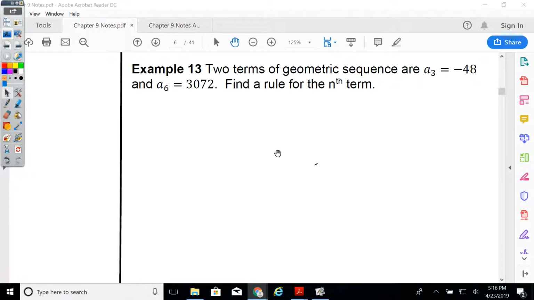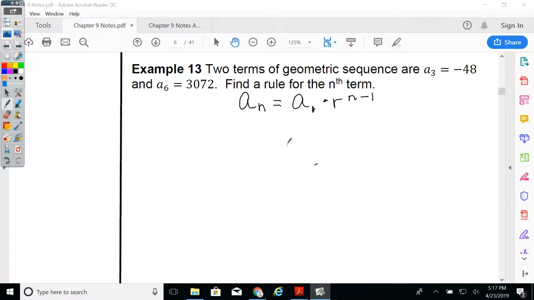All right, our final example here is number 13. And this one's going to require you to do quite a bit of steps. So notice here, this time it doesn't give you the a value. So remember our formula for the nth term is a sub n equals a sub 1 times r to the n minus 1. It doesn't give me a1 or it doesn't give me r. So I actually have to find both of them here.